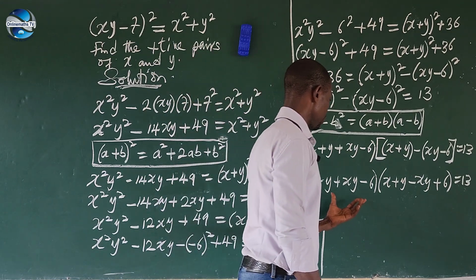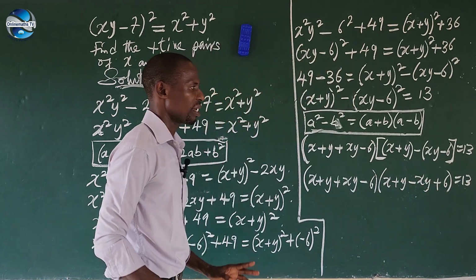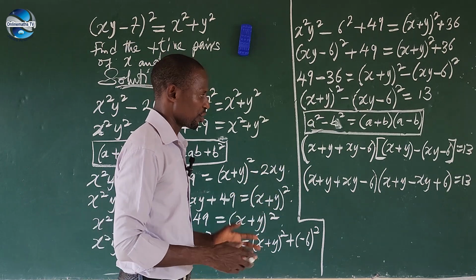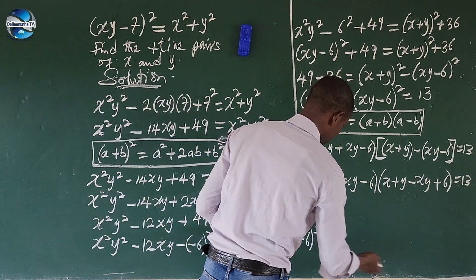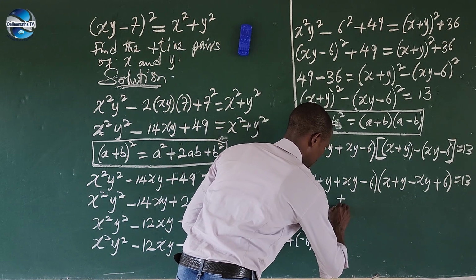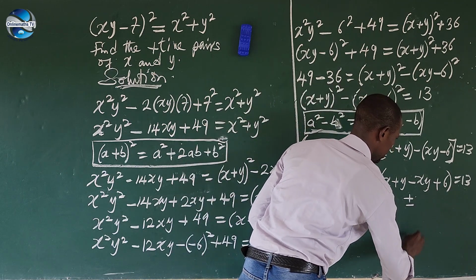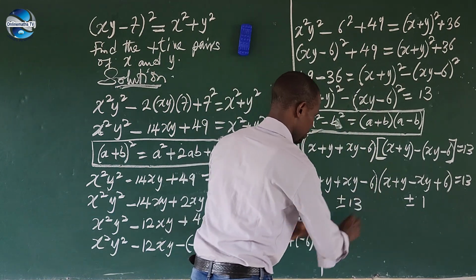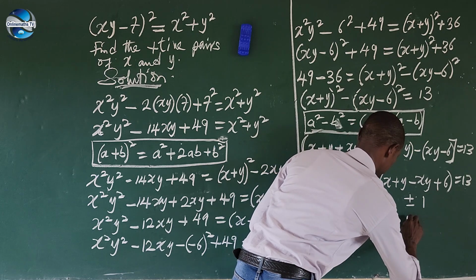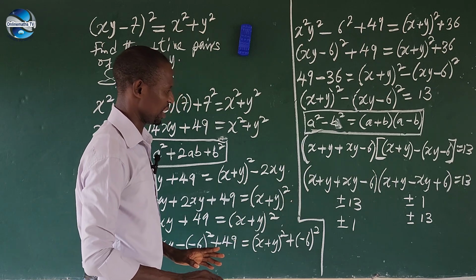So if we decide to split this, the only factors we are going to have are plus or minus 1 and plus or minus 13. So what does that imply? We can express this as plus or minus 13, then this will also be plus or minus 1. Again, we can equate this to plus or minus 1, and we equally express this as plus or minus 13. You get what we do here?